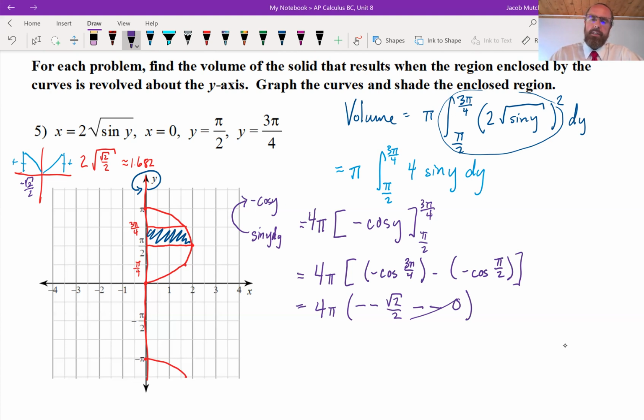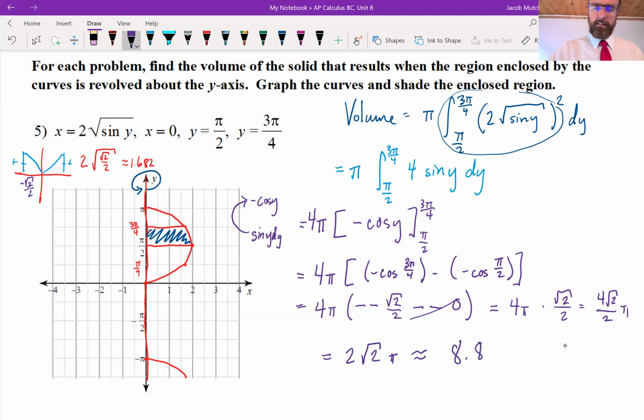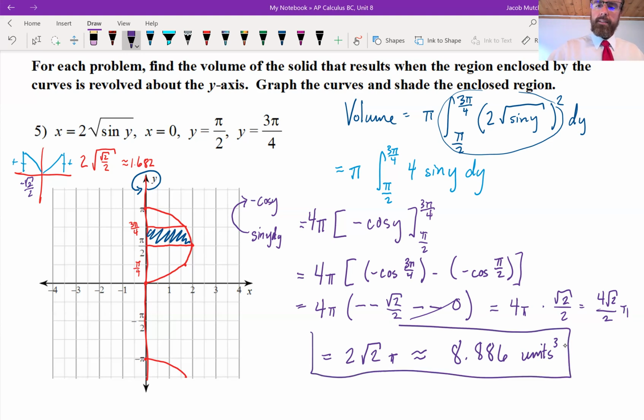So this is essentially equal to 4 pi times the square root of 2 over 2, which is 4 times square root of 2 over 2 pi. And that's all going to reduce down to 2 times the square root of 2 pi. So we got two factors there that are very irrational, square root of 2 and pi. We can get a decimal approximation here. It's about 8.886 cubic units. And we'll box both the exact and the decimal approximation for that volume.